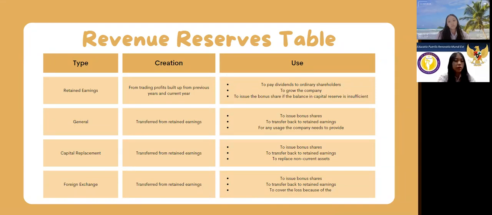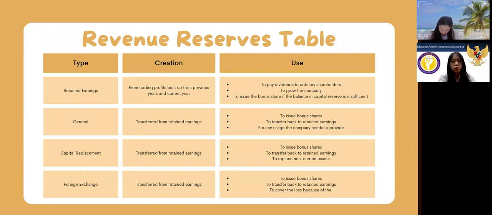The first one is the retained earnings, which come from the trading profits built up from previous years and the current year. It can be used to pay dividends to ordinary shareholders, to grow the company, and to issue bonus shares if the balance in the capital reserve is insufficient. The next are the general, the capital replacement, and foreign exchange reserves, which all come from transfers from retained earnings. They can also be used to issue bonus shares and to transfer back to retained earnings.